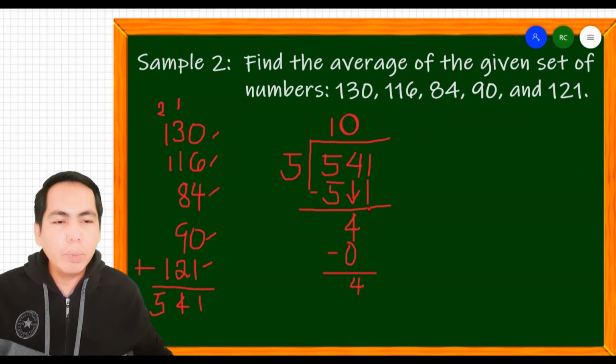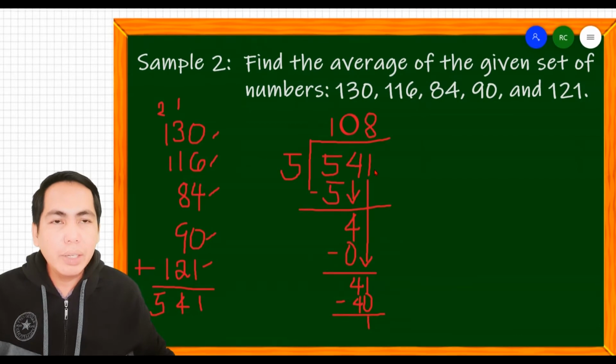And then we are going to bring down the next digit, which is 1. 41 divided by 5 is 8. 8 times 5 is 40. And then we have to subtract. 1 minus 0 is 1. Since we don't have another digit to bring down, this 1 is a remainder. But in average, we don't put the remainder.